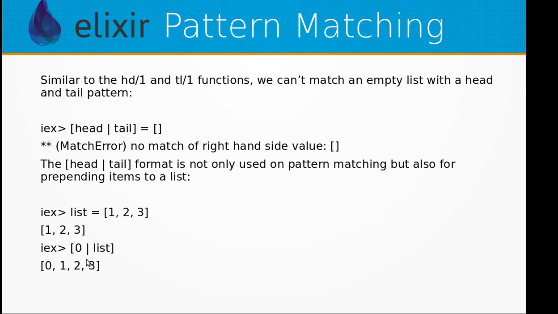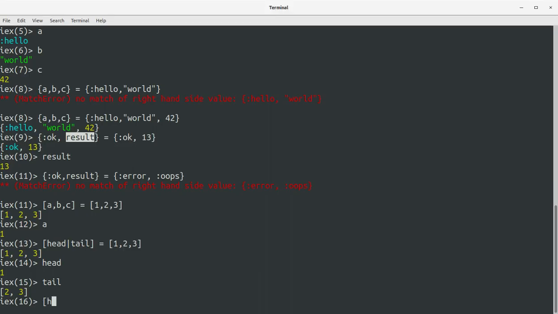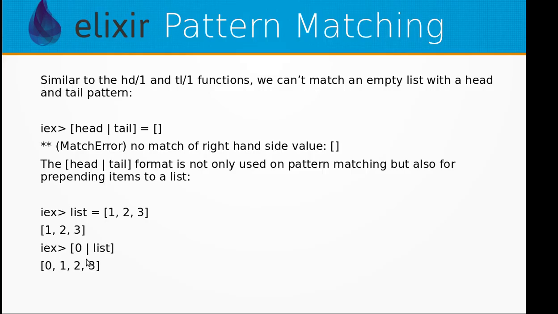Similarly to the hd and tl functions, that is the head and the tail functions, we can't match an empty list with the head and tail pattern. So I cannot do this. It will raise an error. I'm trying to pattern match it with an empty list, so I get a match error.